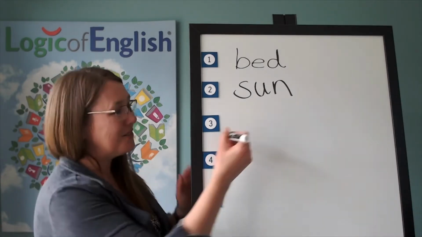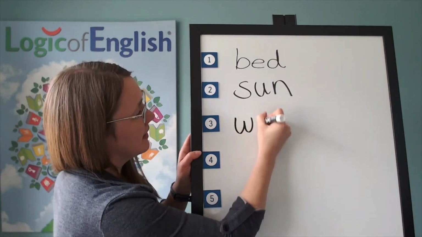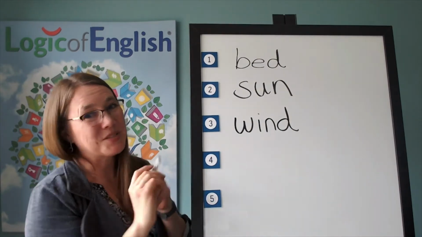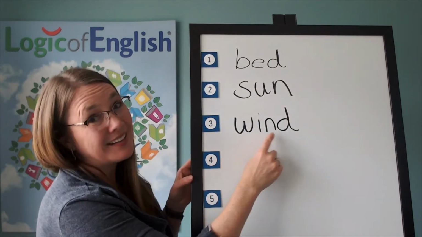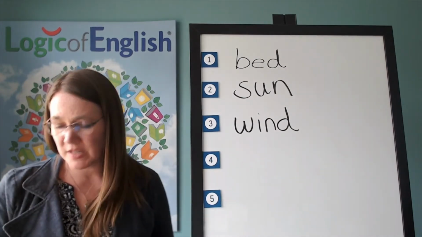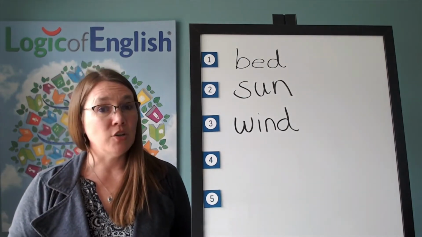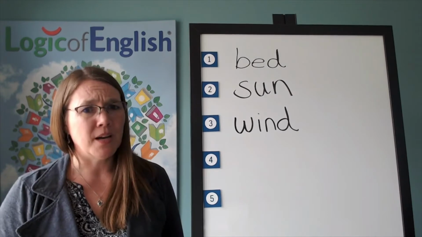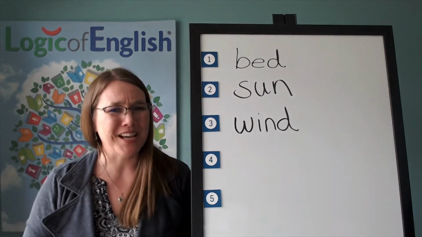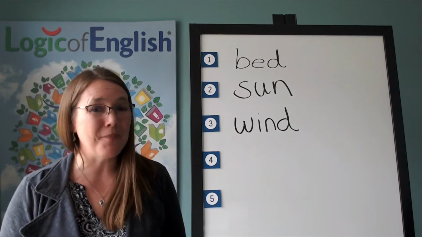And now help me to write it. W-I-N-D. And let's read it. W-I-N-D. Wind. The next word is stomp. I used my boot to stomp on the, I don't know, what did I stomp on? The ground. I used my boot to stomp on the ground.